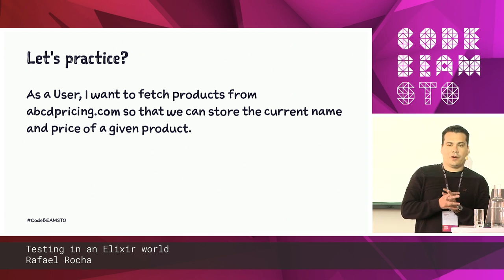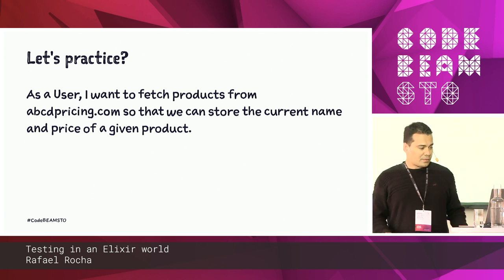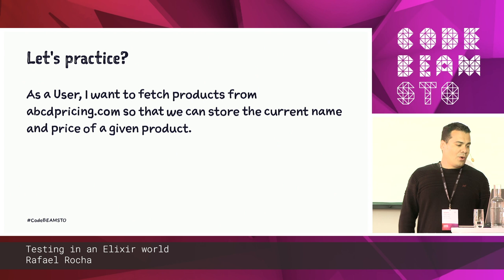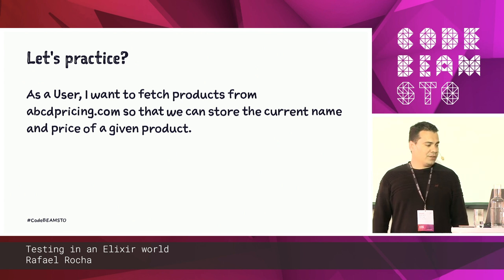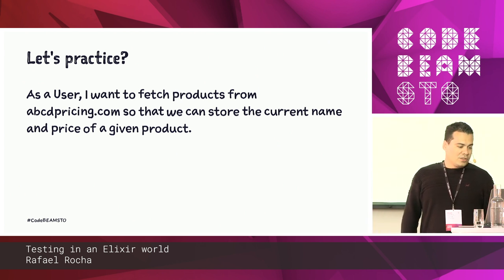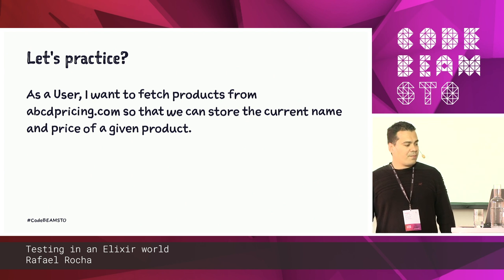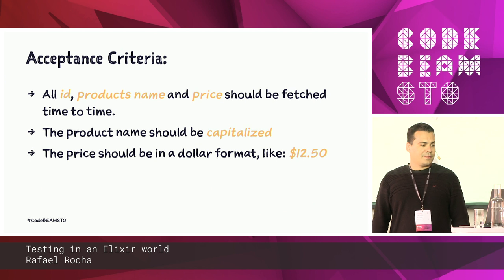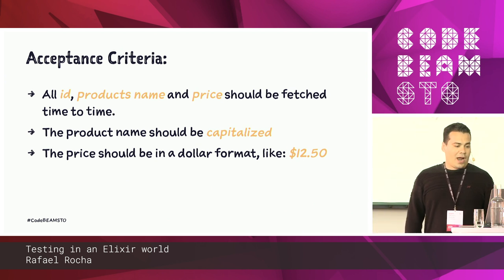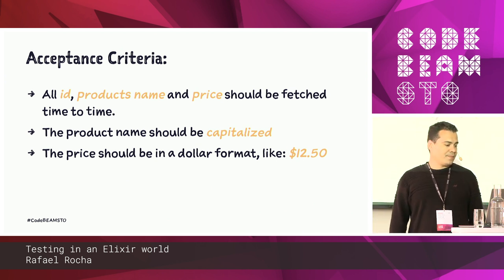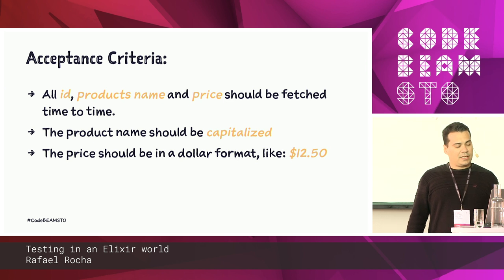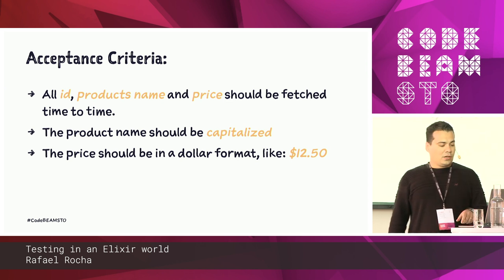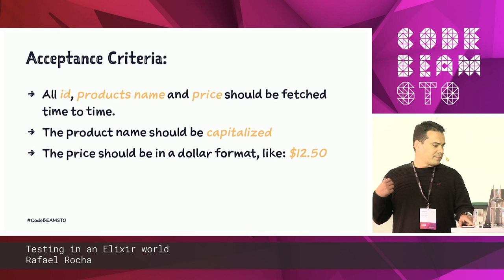So we have a user story to start with. First, MVP. As a user, I want to fetch products from abcdprice.com so that we can store the current name and price of a given product. The acceptance criteria are: all ID, product name, and price should be fetched from time to time. The product name should be capitalized. The price should be in dollar format, like this one.